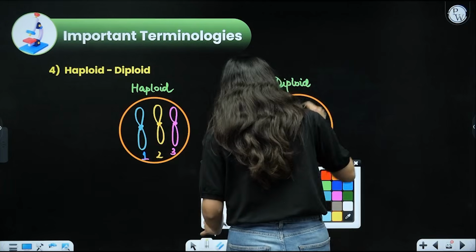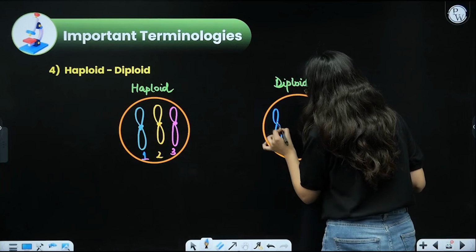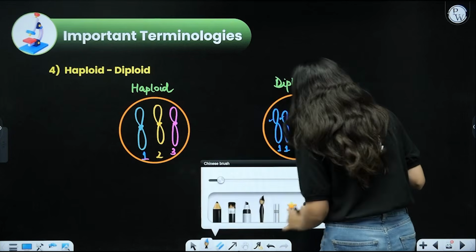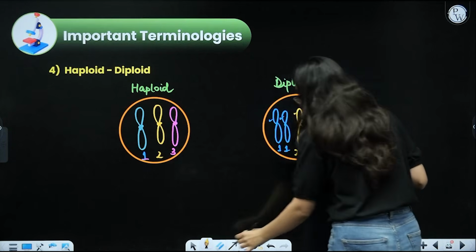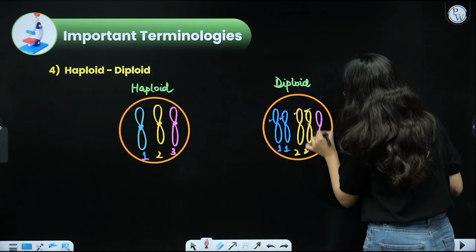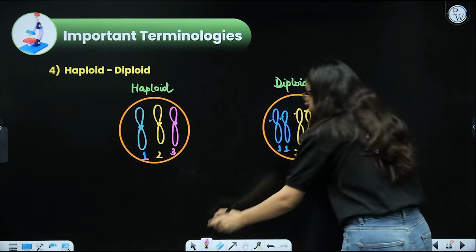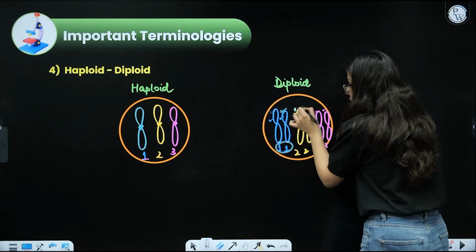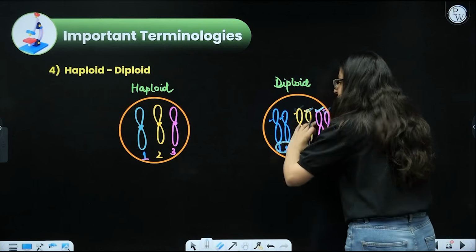But now assume a cell which has two copies of each chromosome. For example, chromosome number 1 has two copies, first copy, second copy. Likewise, chromosome number 2 also has two copies, first copy, second copy. Chromosome number 3 also has two copies, first copy, second copy. So in a cell where there are two copies of each chromosome, every chromosome has two copies.